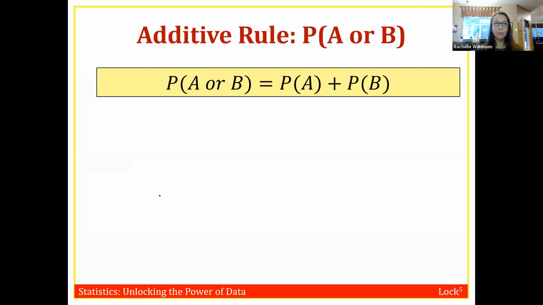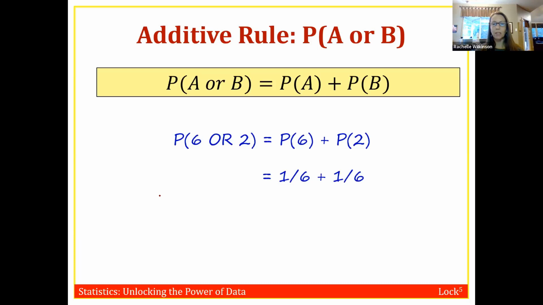So here's the additive rule. If I want to know the probability that A or B occurs, then I can just add their individual probabilities. So if I want to know the probability of rolling a 6 or a 2, that's just the probability of a 6 plus the probability of a 2. And since the probability of a 6 is 1/6 and the probability of a 2 is 1/6, I could add those together and that probability would be 0.33333 repeating.